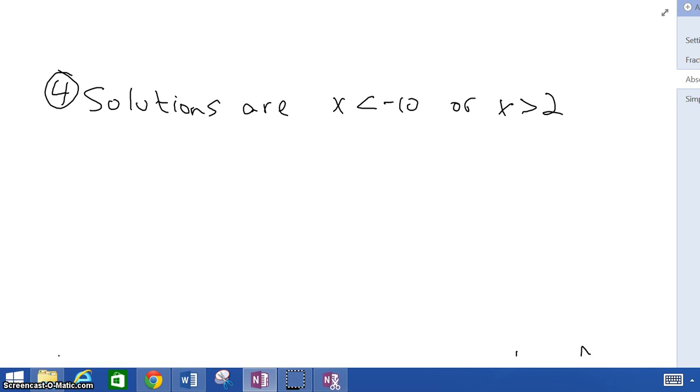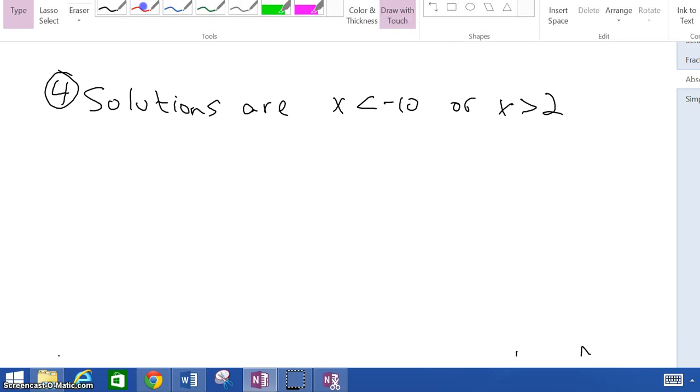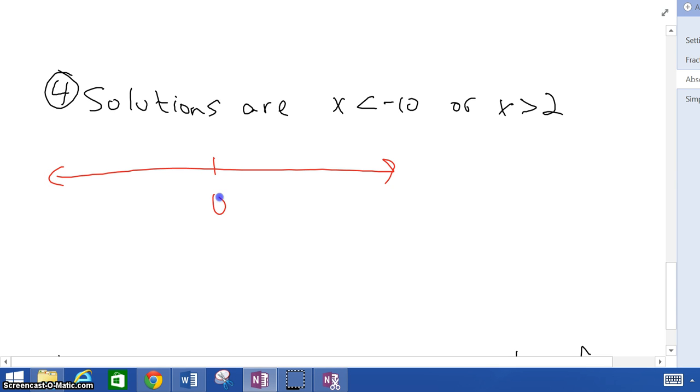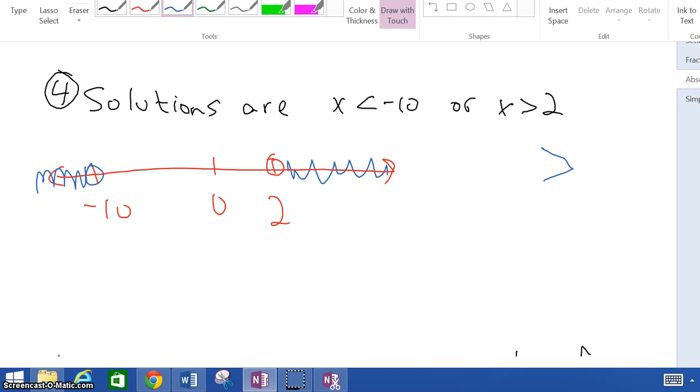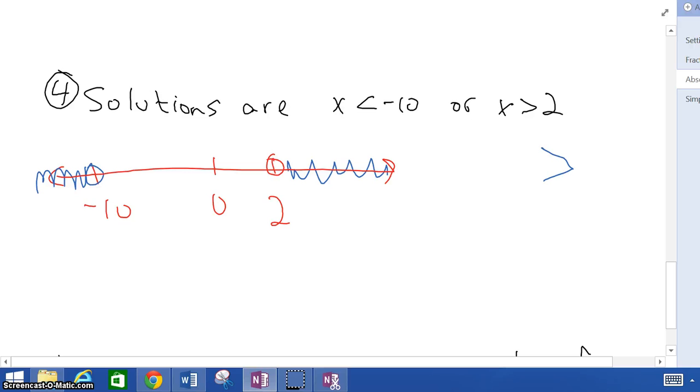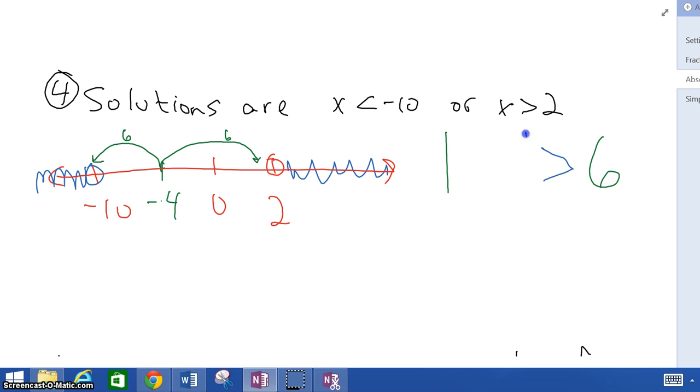Solutions are x is less than negative 10 or x is greater than 2. I'm going to draw it so I know what I'm looking at. In this case, my solutions are up here or they're down here, which means I know I'm going to have a greater than. What's halfway in the middle of these two? Just like the problems above with the equations, we've got to figure out where our center is. In this case, it's at negative 4. It is 6 units to get to here, and it is 6 units to get to here. Which means my distance is 6, and in my absolute value, it's x plus 4.